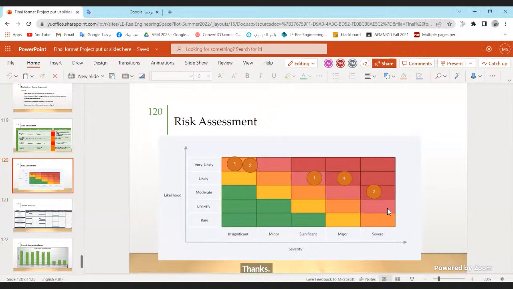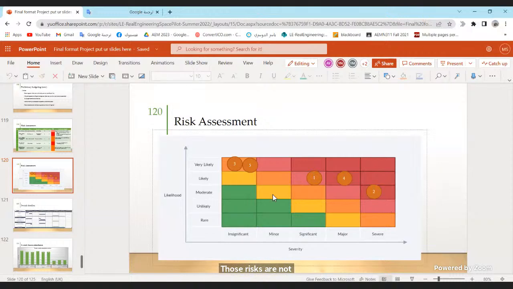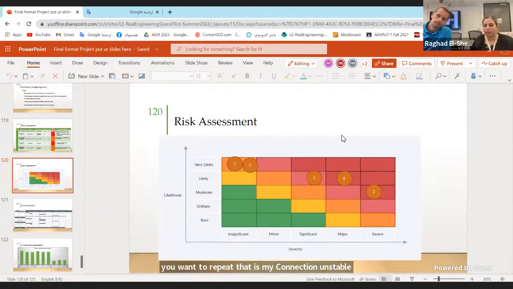Yeah. Actually, those risks are not here, I think green it's area. You cut out for a little bit. Do you want to repeat that? Is my connection unstable? A little bit, but you're back now. So do you want to try that again?